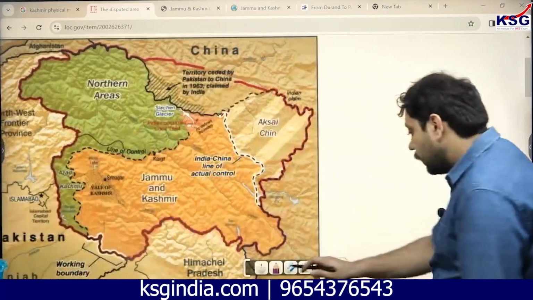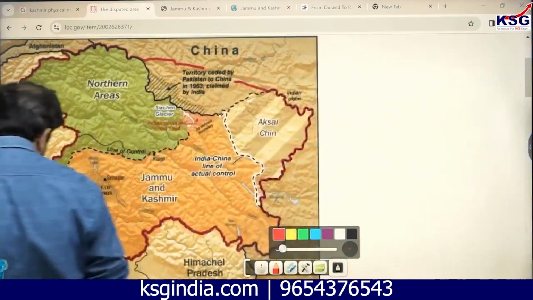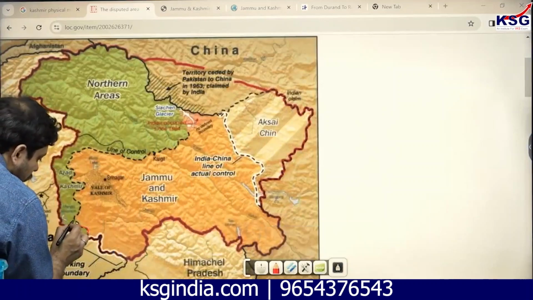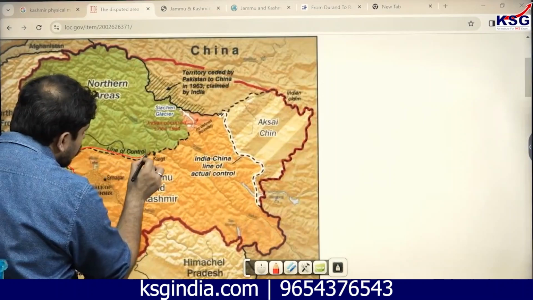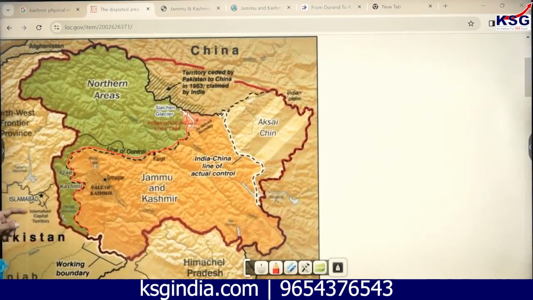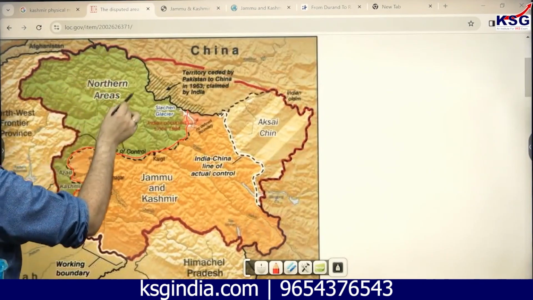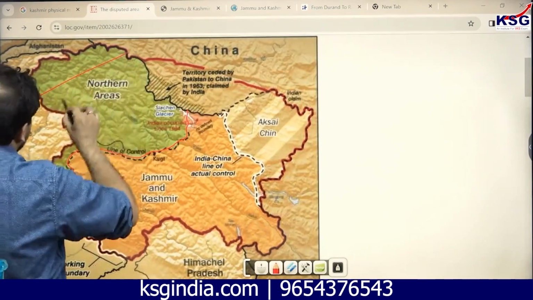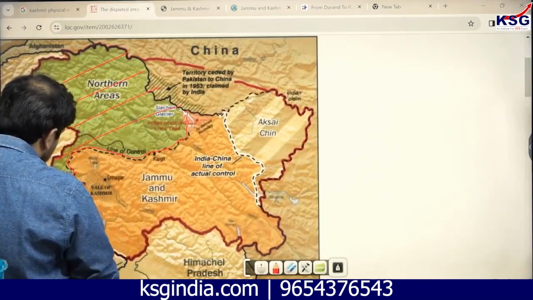Take a look at this part. This part which delineates this one, here to here, is known as the line of control, or what is known as a ceasefire line. This part over here is entirely what is known as the Gilgit Baltistan region, which is currently under the occupation of the Pakistani army.